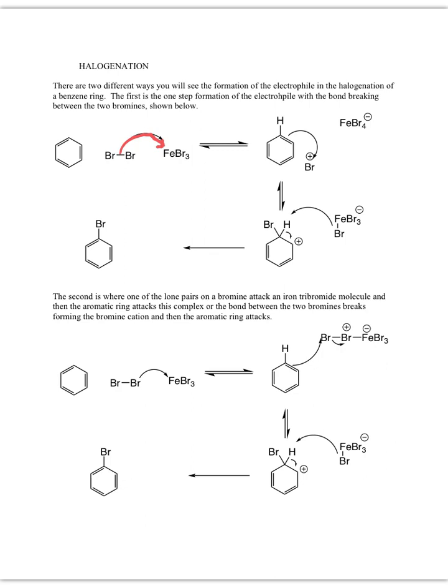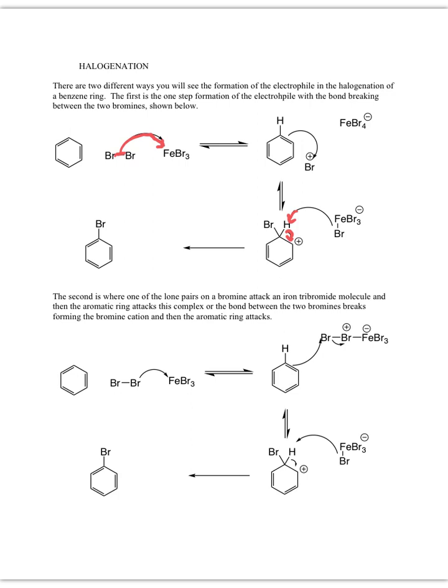That gives us the full Br plus, and then the FeBr4 minus, and then the bromide could be kicked off of that to reform the neutral iron bromide, where it grabs the hydrogen, the carbon-hydrogen bond breaks, going down to reform the aromatic ring. That's where the bond between the two bromines breaks and goes.